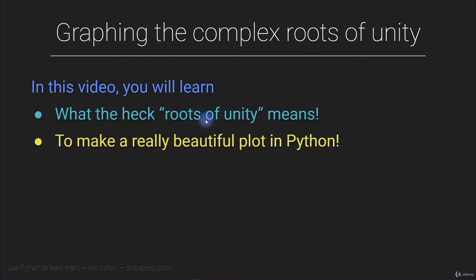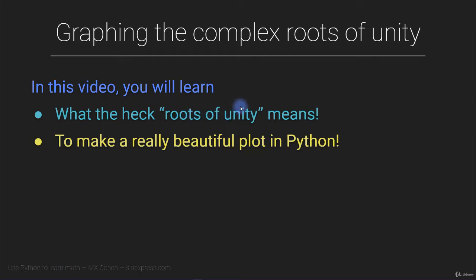Maybe you think that this is something from a fantasy book, like there's this special magical tree in the land of unity and its roots have magical powers or something like that. But actually the roots of unity turn out to be a relatively tame concept in mathematics, but also really important for example, the Fourier transform and other aspects of signal processing.